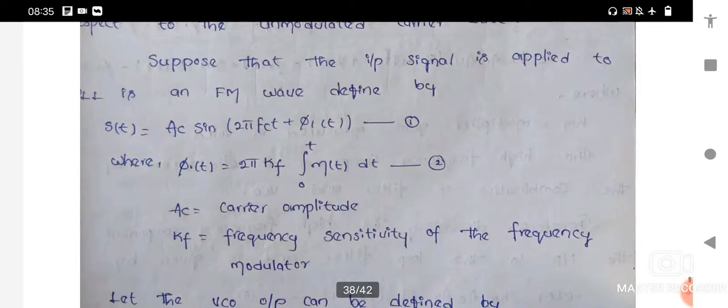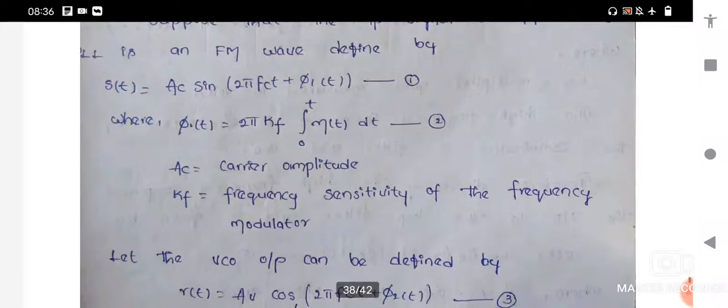Suppose that the input signal applied to the PLL is an FM wave. That means s(t) = Ac sin(2πfct + φ1(t)), which we call equation 1. Here φ1(t) is 2π kf ∫ from 0 to t of m(t) dt, which is equation 2. Here Ac is the carrier amplitude and kf is the frequency sensitivity of the frequency modulator.